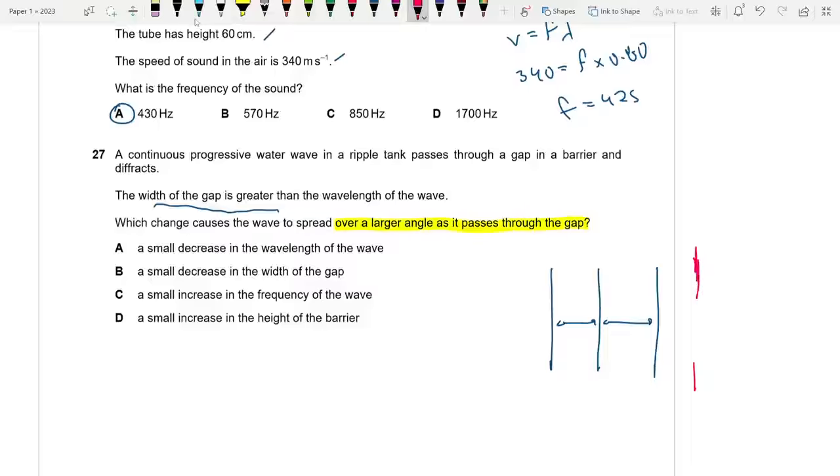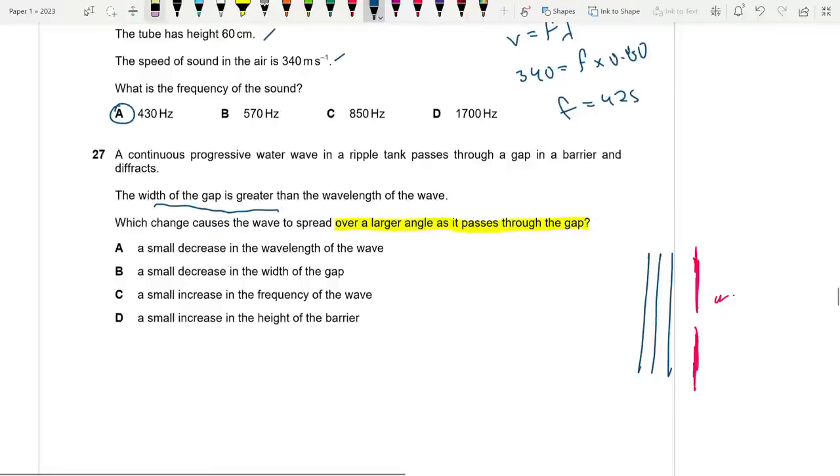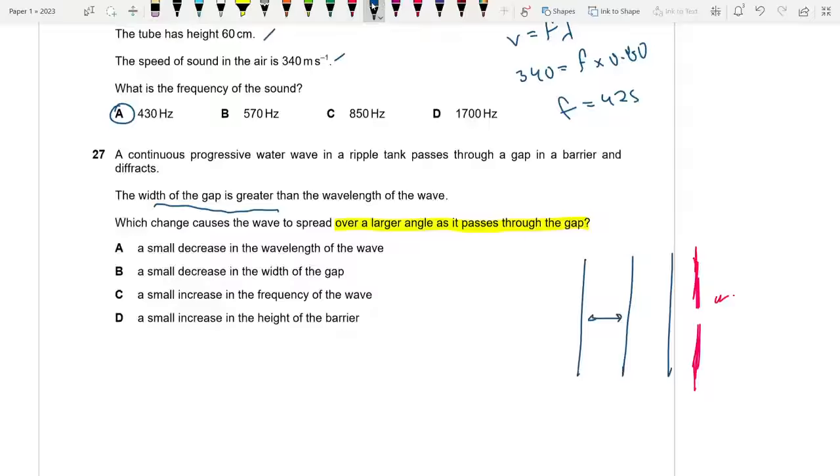So we have two options. Either we can reduce the width of the slit, or, since in this scenario the slit width was larger than the wavelength, so it was something like this, and the slit width was large. This was the scenario in the question. Bad scenario. Now to fix things, to increase the angle of diffraction, we have two options. Either we decrease the slit width, we make it smaller, or we can just increase the wavelength of the wave.